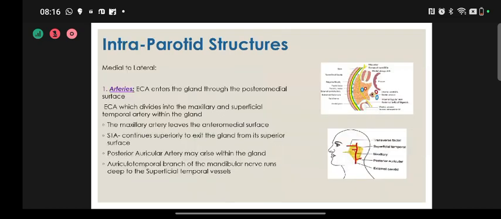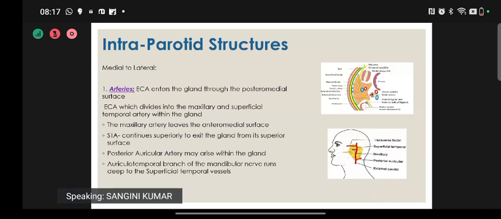Now, coming to the intraparotid structures, or the structures that lie within the parotid gland, from medial to lateral, these are the artery, the vein, and the nerve. So the main artery which lies within the gland is the external carotid artery, which enters the gland through the posteromedial surface, as I've already explained. It divides into the maxillary and superficial temporal artery within the gland. The maxillary artery leaves the anteromedial surface. The superficial temporal artery continues superiorly and exits the gland from the superior surface.